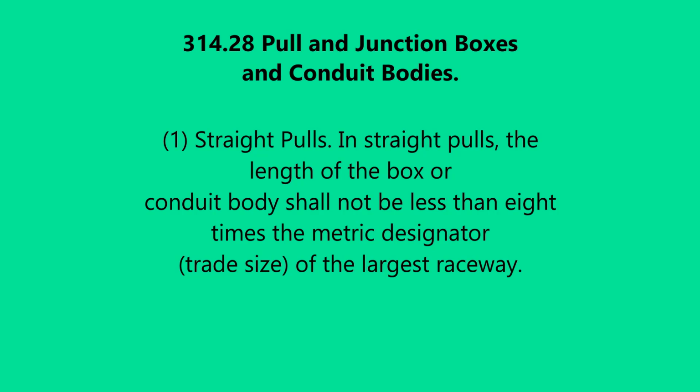Pull box dimensions for straight pulls are identified in Section 314.28(A)(1). The code states, in straight pulls, the length of the box or conduit body shall not be less than 8 times the metric designator, trade size, of the largest raceway.